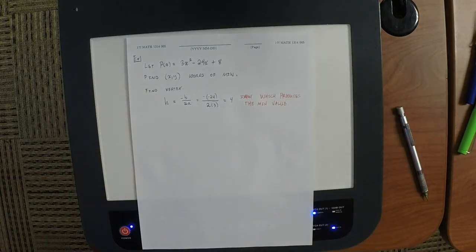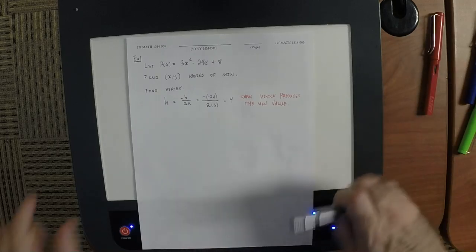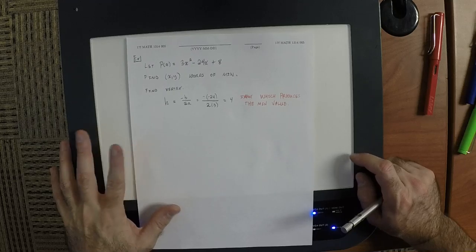But notably, what we don't know is we don't know what the minimum value is. We just know how we could get it. So how do we figure out what the minimum value is?